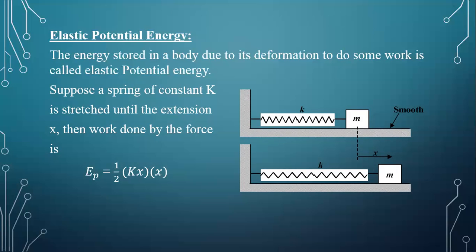So the total amount of work done, which is stored in the form of elastic potential energy in the spring, is equal to half kx square. So with the help of this mathematical form, we can determine the elastic potential energy possessed by an object.